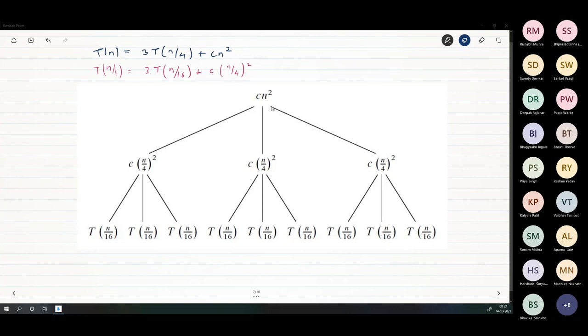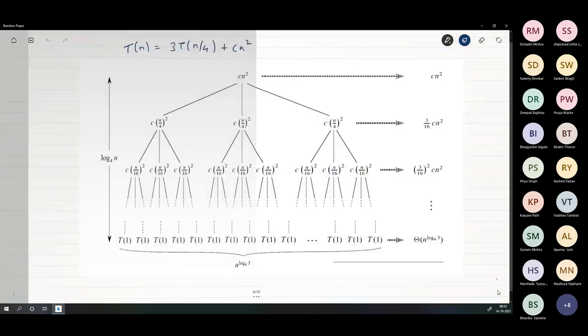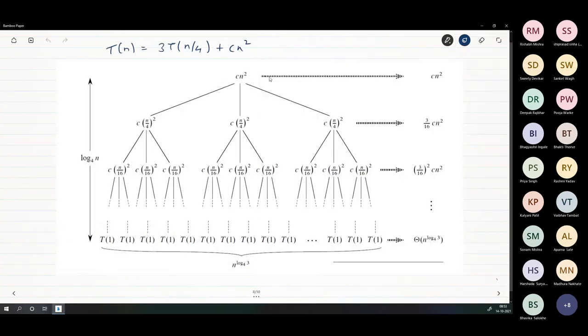The cost at the top level is C times n squared. The cost at the next level is 3 times C times n by 4 squared. You have to add these three. So the top level cost is just C times n squared. The next level is 3C times n by 4 whole squared, which is 3 by 16 C n squared.